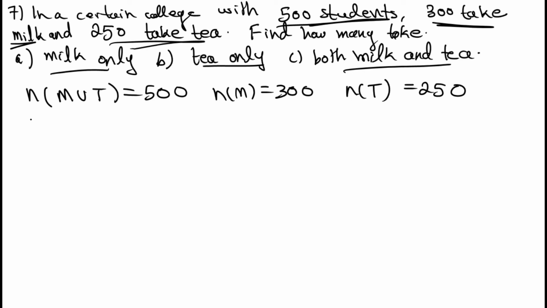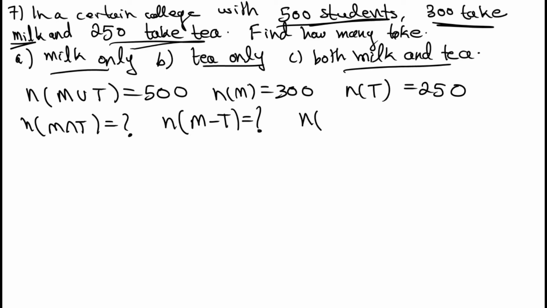Okay, first calculate n of both milk and tea. M intersection T is equal to question mark. Then milk only, n of M minus T, equal to question mark. Milk only means M minus T, right? Milk not T. That is n of M minus T. Next question is n of T only. That means T minus M. T only, not milk. That is n of T minus M, question mark.